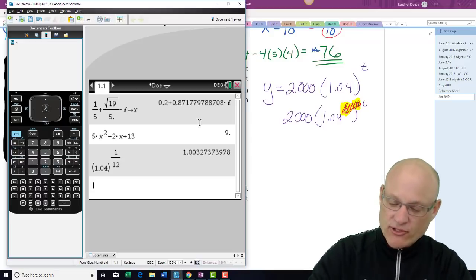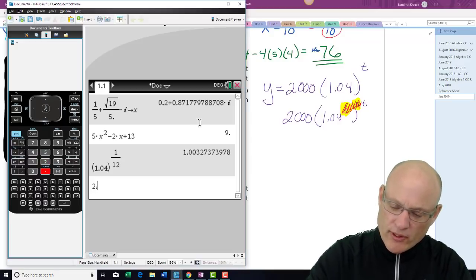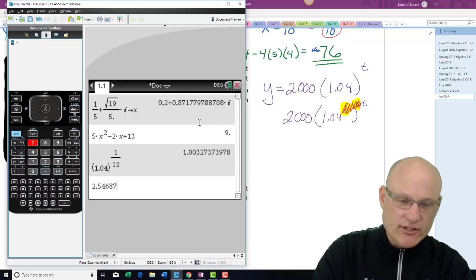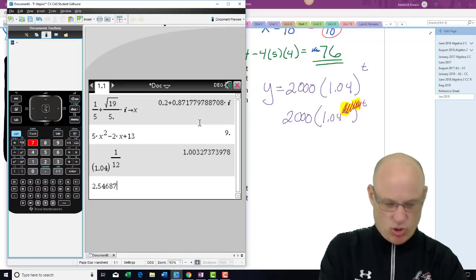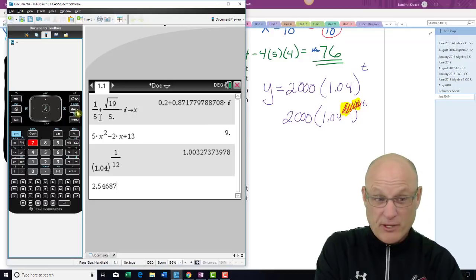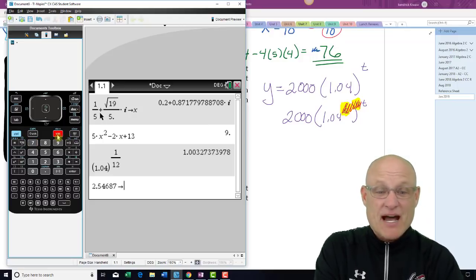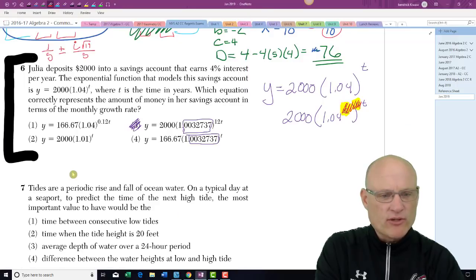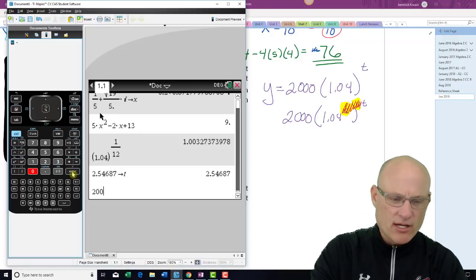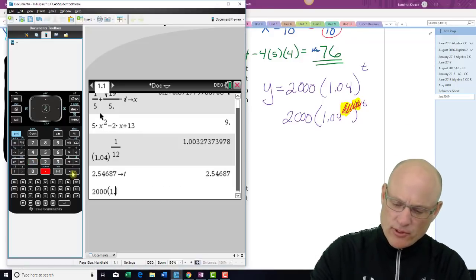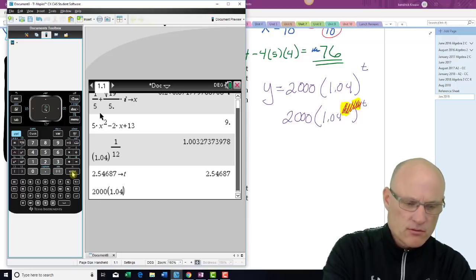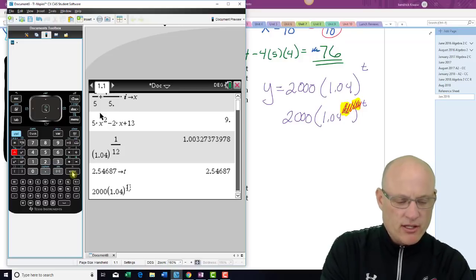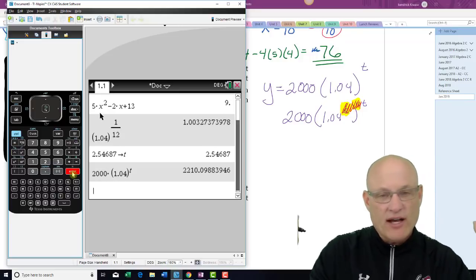Come back to your calculator and say, you know what? I want to go 2.5 years, or 2.54687 years. It doesn't matter what year you pick. Pick something obnoxious, and we're going to save that into t. And then we're going to type in the original, which was 2,000 times 1.04 raised to the t. And you get some value.